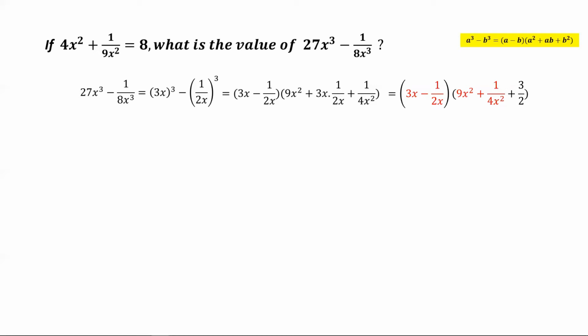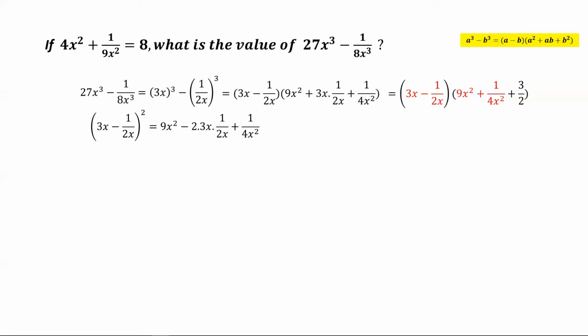In this particular expression, I have highlighted 3x minus 1 by 2x and 9x squared plus 1 by 4x squared in red, because I want to explore a little bit the relationship between the two. To some it's probably obvious, but it's worth laying out here. Take 3x minus 1 by 2x. If I square that, I'll basically get 9x squared minus 2 multiplied by 3x multiplied by 1 by 2x plus 1 by 4x squared.